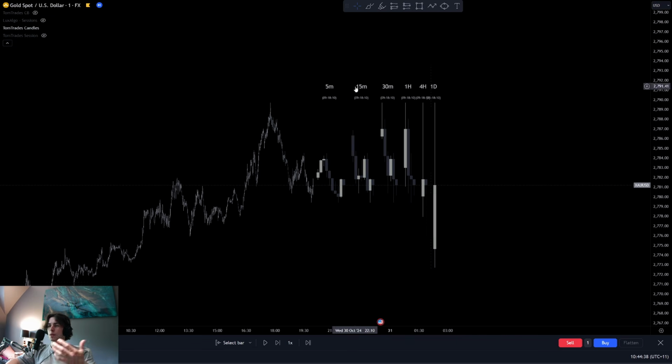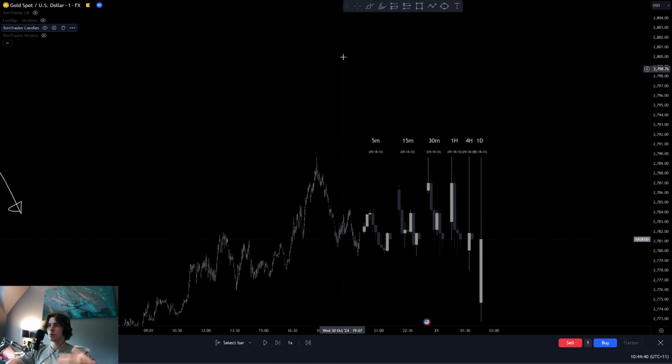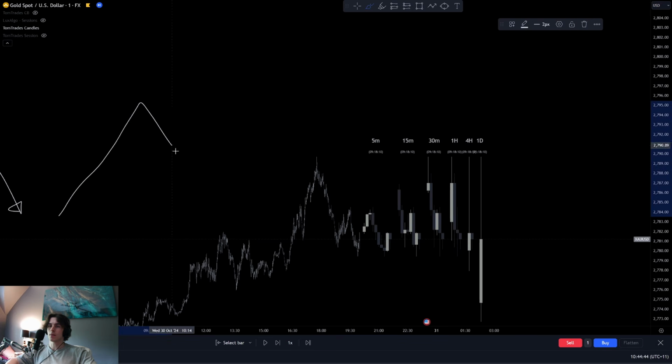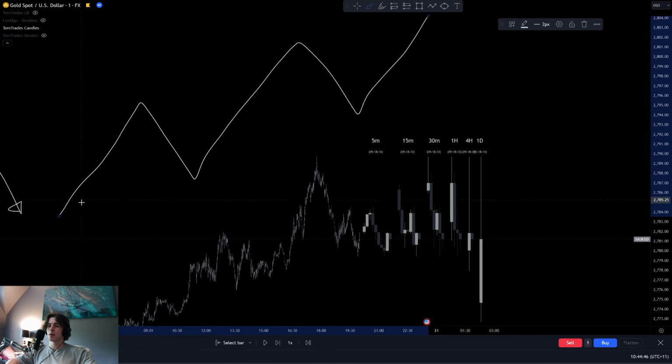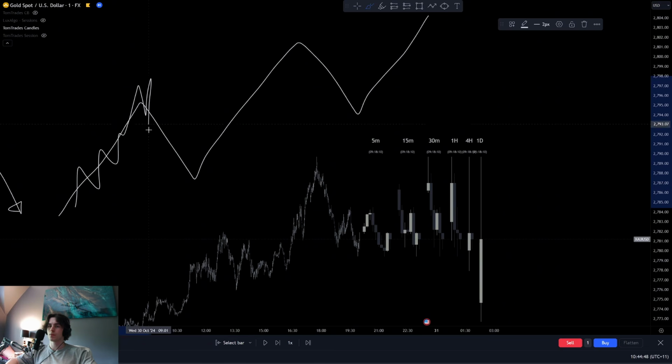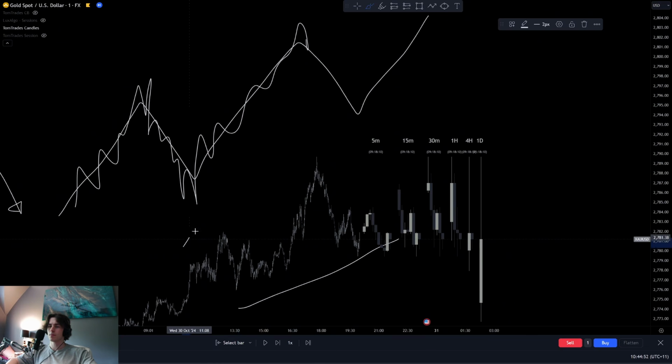Structure can be broken down into internal and external, or low time frame and high time frame. If we have a high time frame uptrend, you're going to have low time frame structure within it. As we can see here, we're in a high time frame uptrend. Gold has been extremely bullish recently.